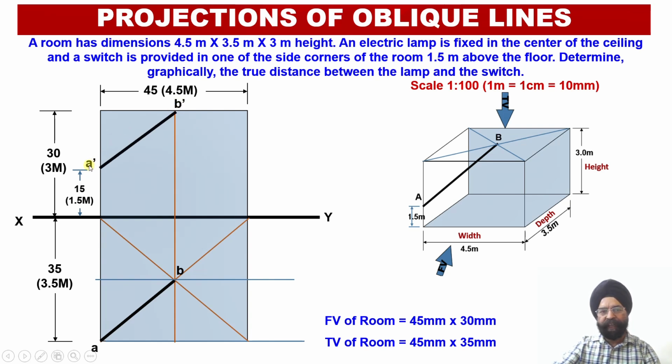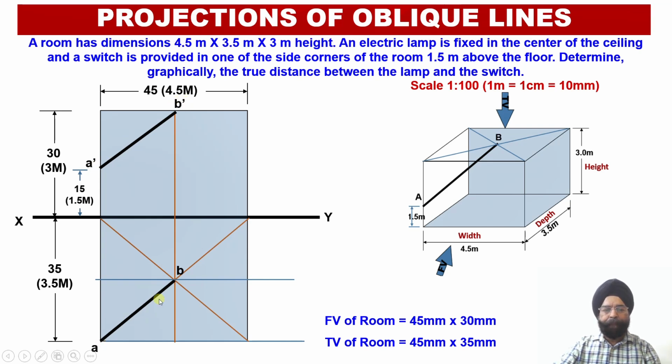So A dash has been located in the front view, B dash has been located in the front view, and once I join the points A dash with B dash, the front view corresponding to this electric wire which is going to join the switch with the electric lamp has been obtained. So this is my apparent length of this electric wire in the front view, A dash, B dash.